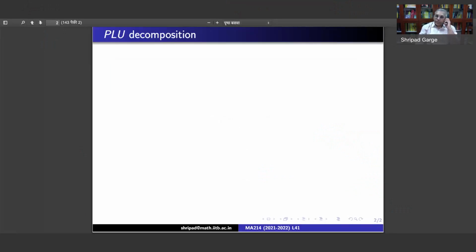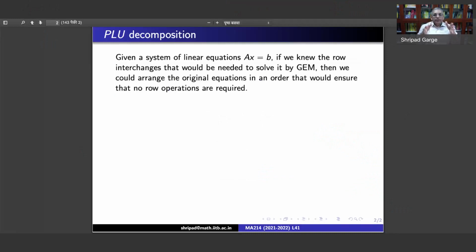So PLU decomposition, let's quickly review. Whenever we are given a system of linear equations, Ax equal to b, if we knew in advance the row interchanges that would be needed to solve it by GEM, then we could arrange the original equations in an order that would ensure that no row operations are required. Okay, so this is just a theoretical discussion to show that PLU decomposition holds. It's only theoretical.